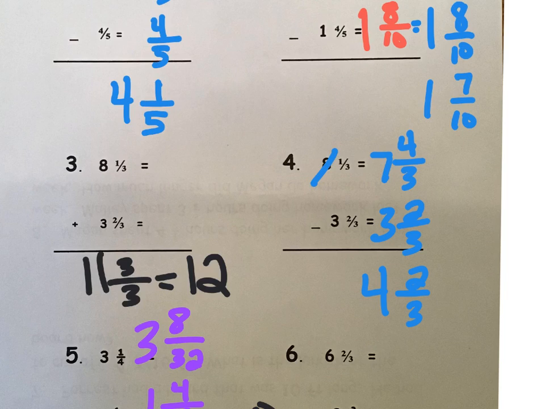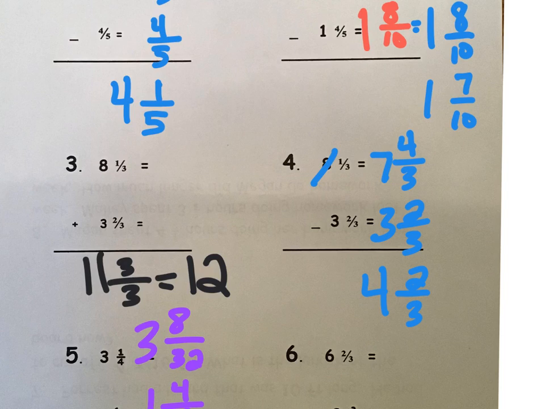So the 4, which is our whole number, stays the same. 12 divided by 4 is 3. And 32 divided by 4 is 8. So our final answer, 4 and 3/8.